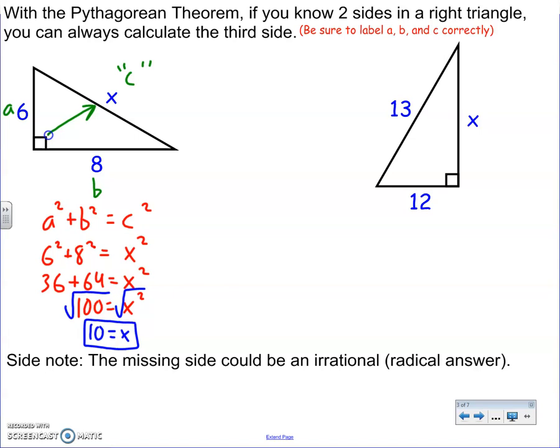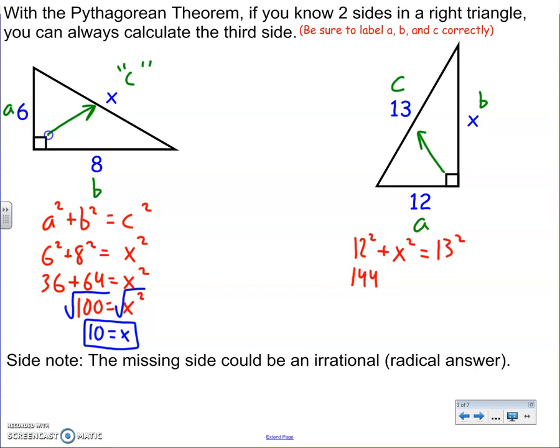Over here, similar problem. We have a right triangle and two numbers. We can do Pythagorean theorem. Make sure you know which one's C. C is across from the 90, so here's C. Here's A, here's B. All right, I'm not going to write the formula this time, but I will fill it out. A squared, so 12 squared, plus B squared, so that's X squared, equals C squared.